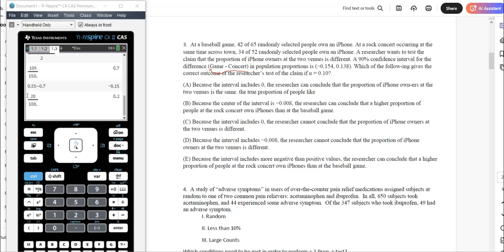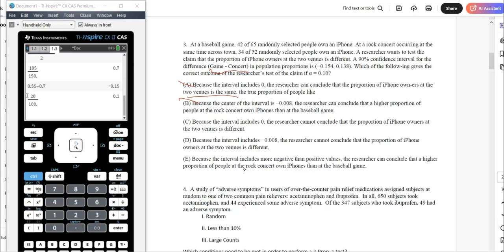Okay, the interval does include 0. The researcher can conclude the proportion of iPhone users is the same. Well, we can't say it's the same. We never accept the null, right? That was weird wording at the end. Because the center of the interval is negative 0.008, that doesn't mean anything. Because the interval does include 0, okay, now we're talking. The researcher cannot conclude the proportion of iPhone users at the two venues is different.